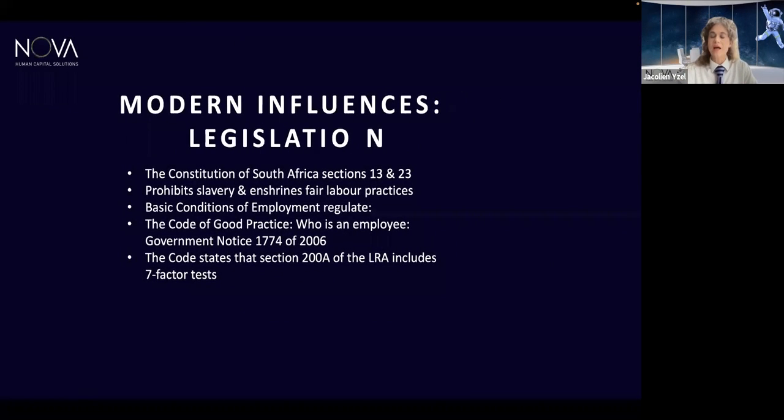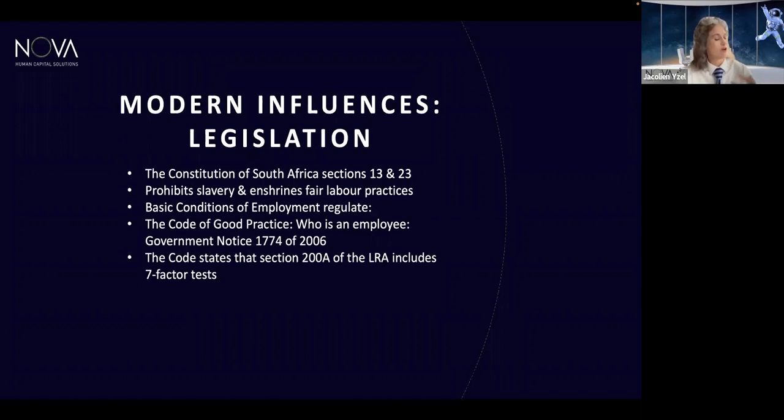All right. So I said I will point out the pieces of legislation that is important. For us, the Constitution is always most important. Section 13 tells us that slavery is prohibited. So you cannot force someone to work for you. That is not an employment contract. And Section 23. And I specifically like Section 23 because Section 23 is one of the very few places that affords protection for the employer, because Section 23 says fair labor practices for everyone.